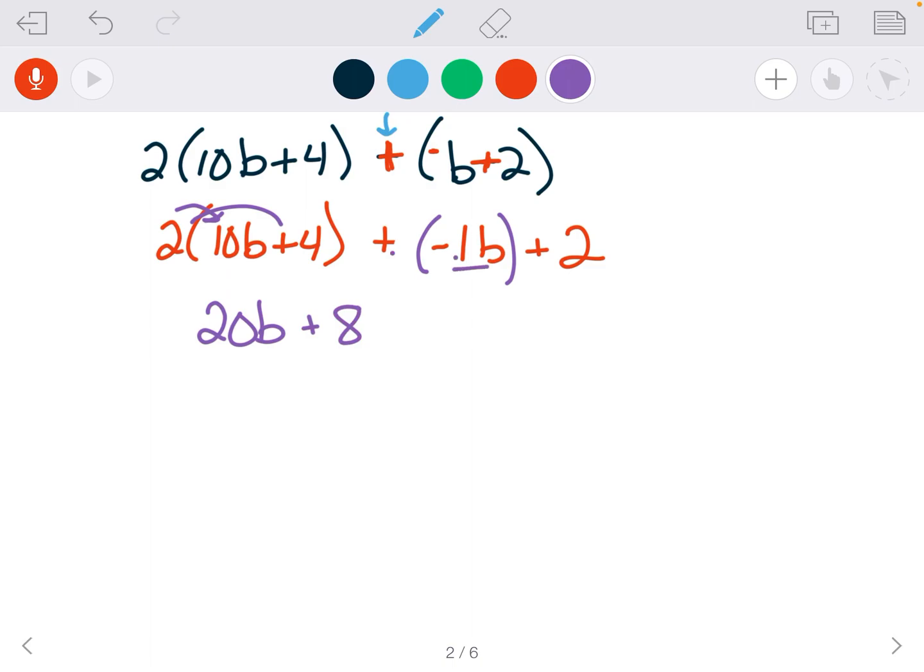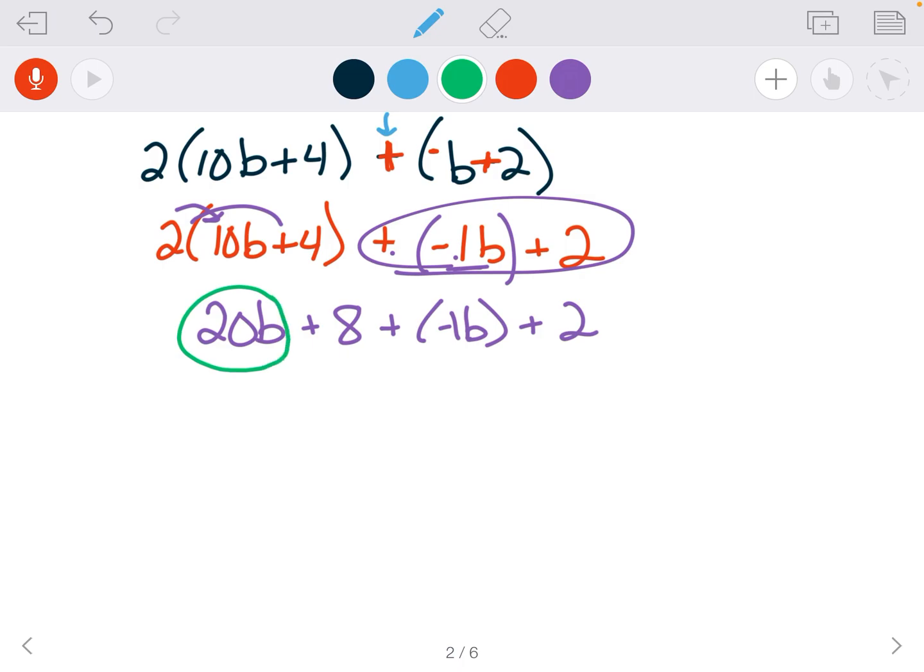Now I'm doing plus a negative b, so I'm going to leave it at plus a negative b for a minute, and that's a 1b, and then plus 2. So all I did was bring this part down. Now let's look for common terms, like terms.